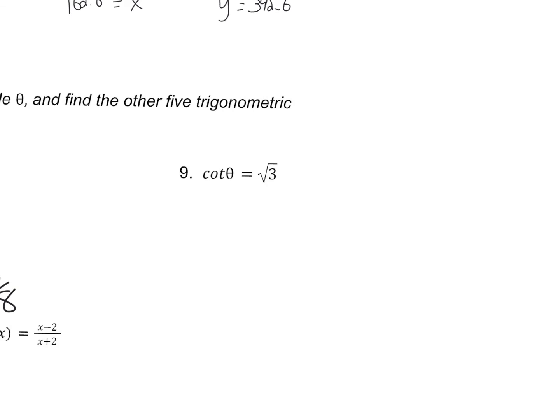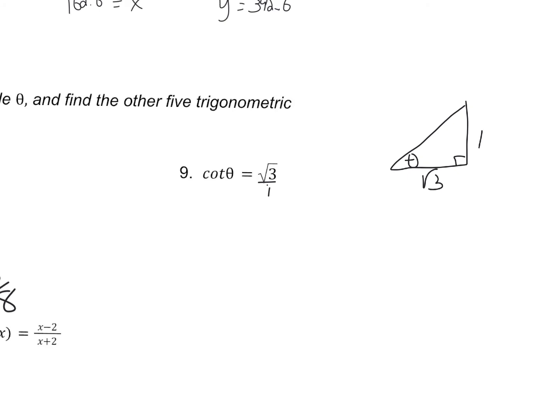Now, here's what I would do on this one. Go ahead and draw your triangle, but I'm going to wait and fill it in. Let's think about it this way. Tangent is opposite over adjacent, which means cotangent is adjacent over opposite. That's really square root of 3 over 1. So I'm going to do adjacent over opposite right there.